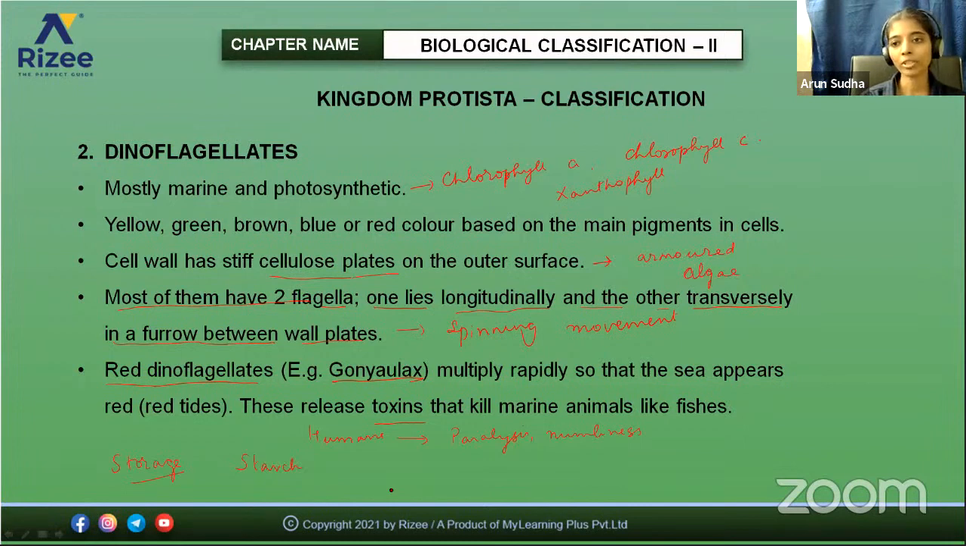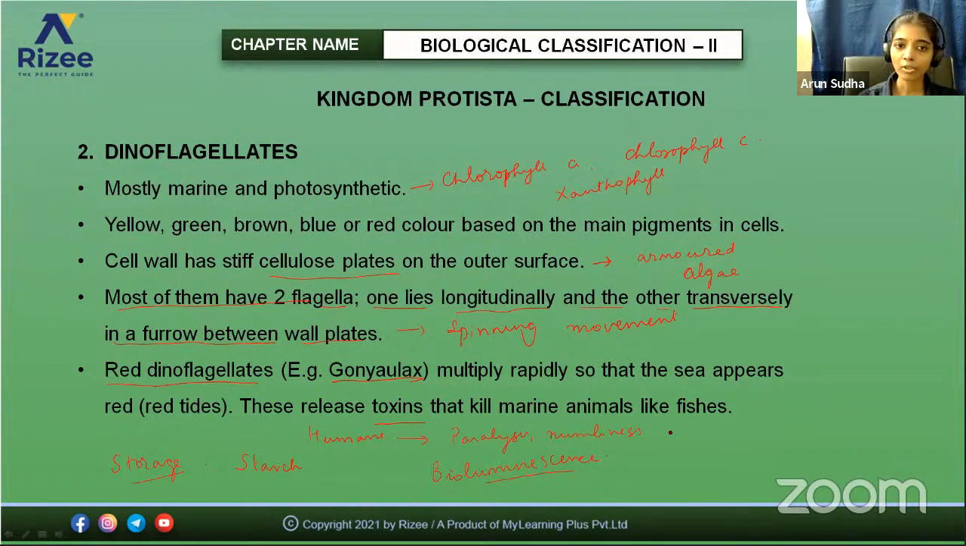And one more feature of these dinoflagellates is they show bioluminescence. So what do you mean by bioluminescence? That is, because of the pigments, they emit light. That property is called bioluminescence. So they glow in the dark. That is bioluminescence, which is one of the properties of dinoflagellates.